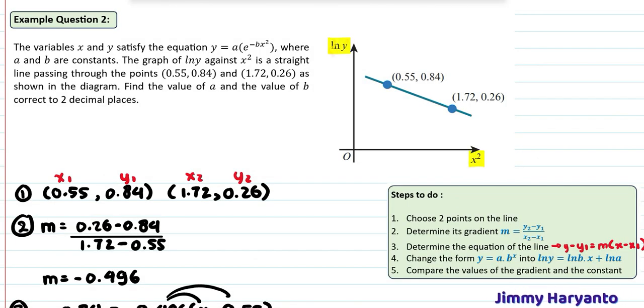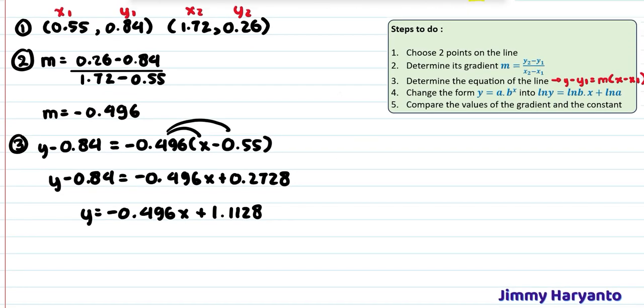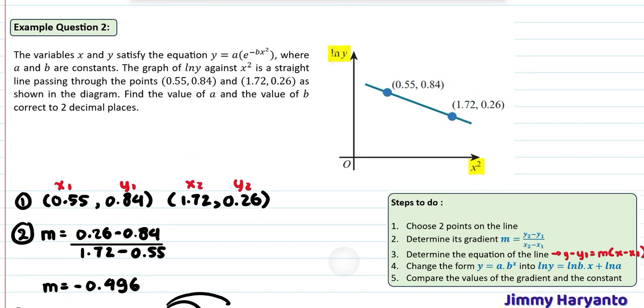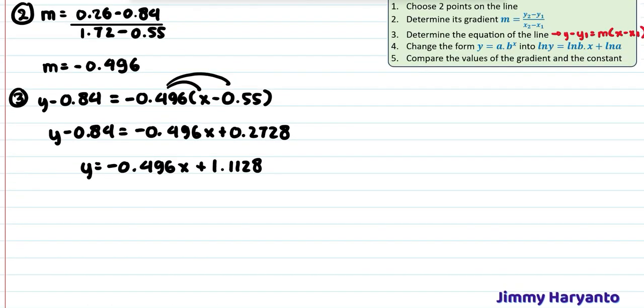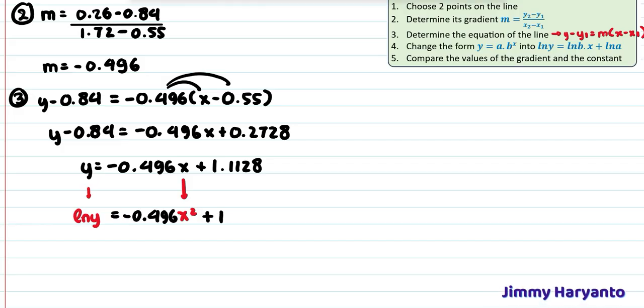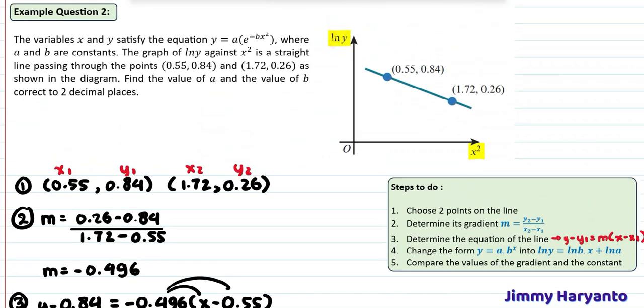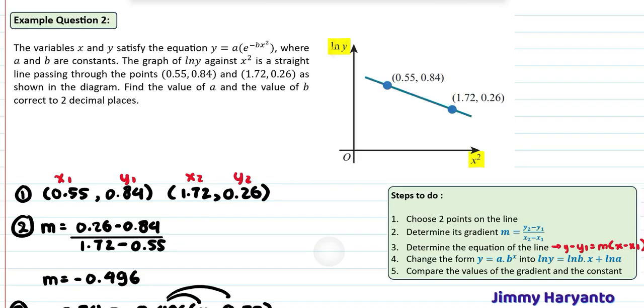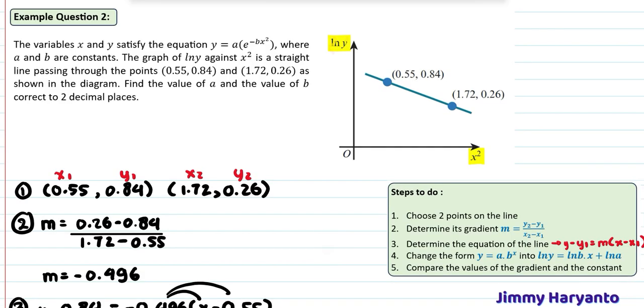compare it with the axis. That means we cannot write down y and x like that. We have to change it into ln y and x squared. So this one will become ln y, and this one will become x squared, yeah, as the axis told you, so, plus 1.1128. Okay, so this is our linear form. And then to find the value of a and b, we have to compare it with the original function.